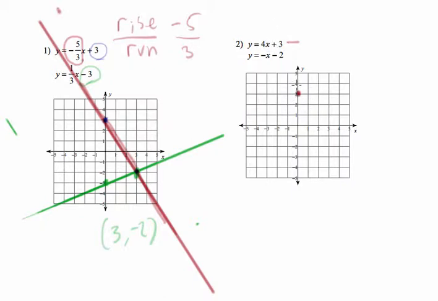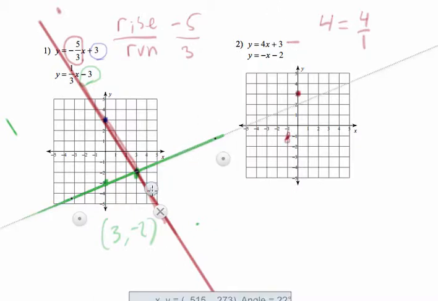Now, if you're maybe confused because you don't see a fraction here, recall that 4 is the same as 4 over 1. So that means my run is 1, my rise is 4. So if I go to the right by 1, I go up by 4. I'm out of room here, so I can go to the left by 1 and then down by 4. They'll have the same effect. And then I'm going to get my ruler out and connect the dots.